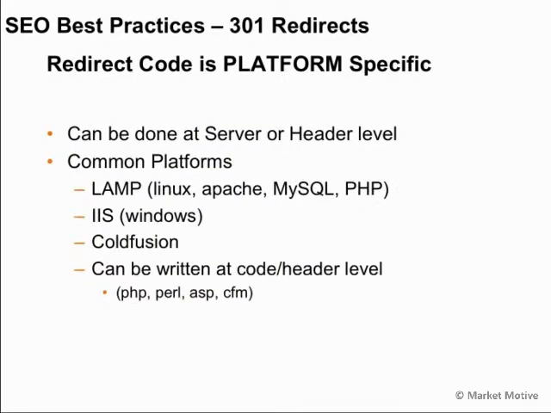So it is, as I mentioned, platform specific. We looked at an example for Apache, which is commonly on Linux but can be on other servers as well. Apache is the web server, or IIS is the web server, Cold Fusion, different platforms here. A 301 redirect can be done either at the server level or at the header level. So there's two different places within the code that we can place this 301 redirect.